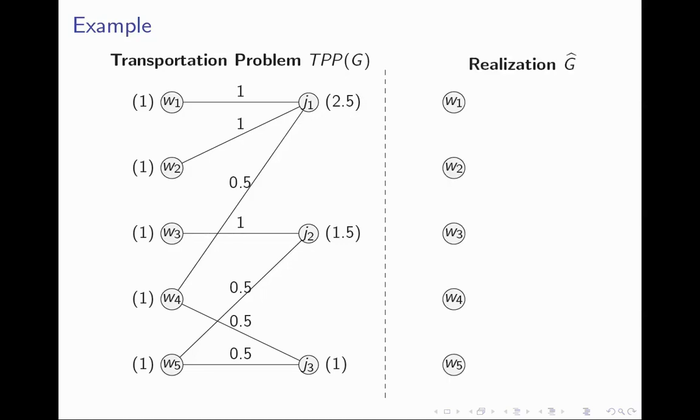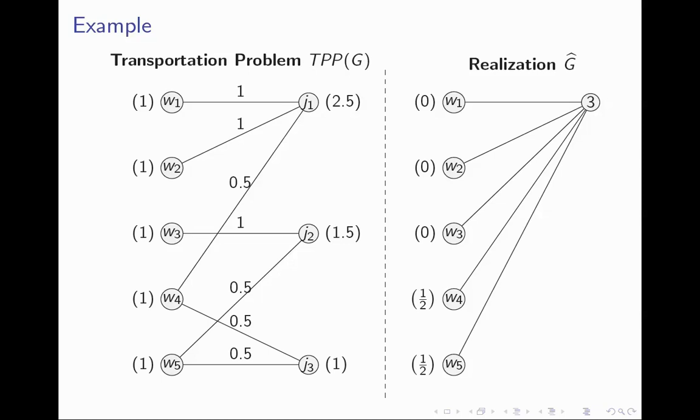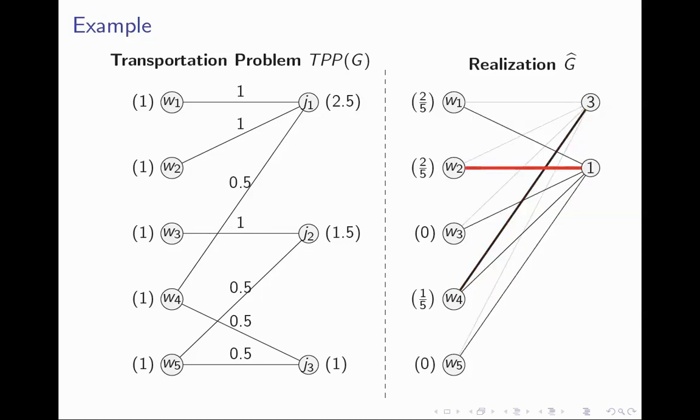Here's the realization graph. Let's say that first a job of type 3 arrives. We're going to look at J3 in the transportation problem and notice that it is adjacent to workers 4 and worker 5 with weights 1/2. So we're going to randomly select with probability 1/2 worker 4 or with probability 1/2 worker 5 and call that our preferred worker. If the preferred worker is available, we're done. We just assign the job that arrived to that worker. We can continue this process.